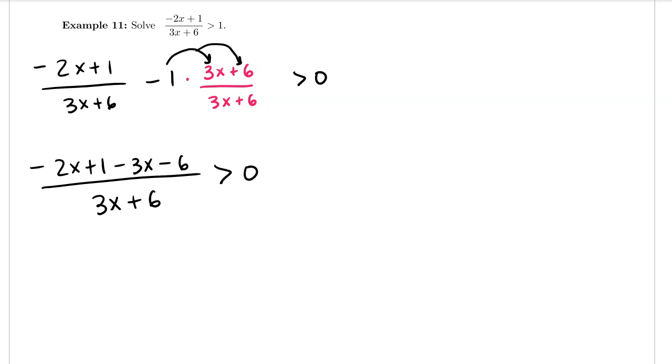Let's go ahead and simplify our numerator now. I'm going to have -5x - 5 over 3x + 6 is greater than 0. Now that I have this in the form that looks like what we had in the previous example, we would follow the same steps that we did in the previous example. I have a numerator and I have a denominator. I'm going to find my critical values by setting my numerator and my denominator equal to 0.